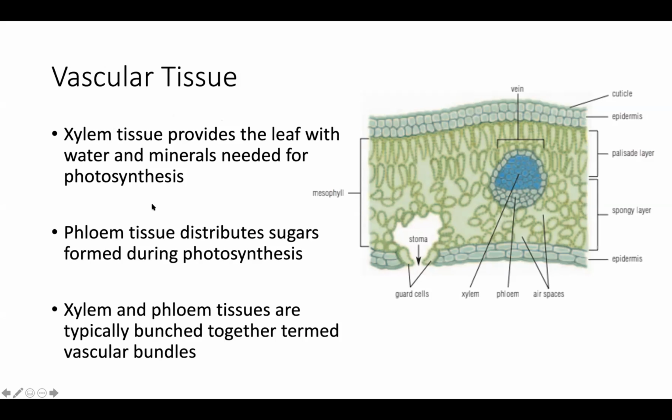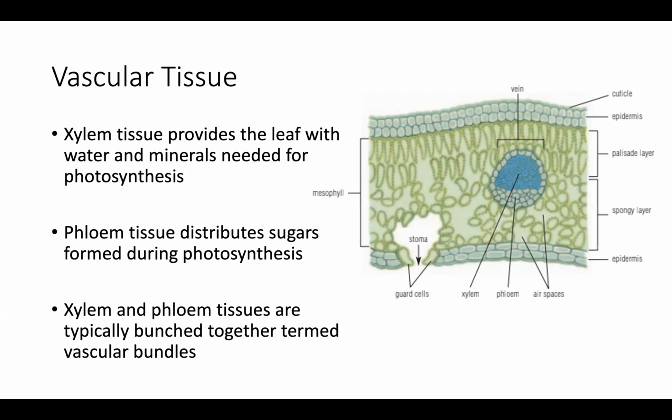We're going to talk about water transport more in the next lesson. Okay, and then we have the phloem, which will distribute sugars formed during photosynthesis. Xylem and phloem are usually bunched together, and we call these vascular bundles.